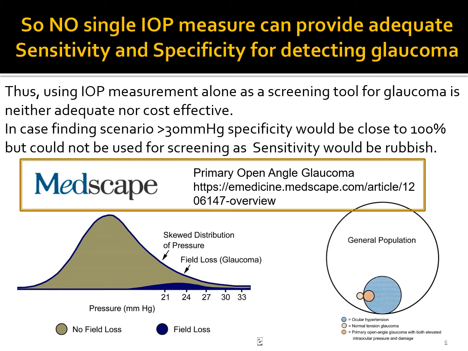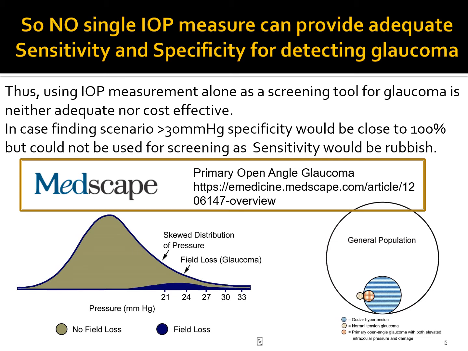And Medscape beautifully encapsulates this. There's your curves of IOP, and the blue bit is the area that produces a glaucomatous field loss. So we've got a range there in the blue of going from, I don't know, maybe about 15 up to obviously over 30. But you've got that huge olive-looking area where there's no field loss. So pressure is just hopeless, really.